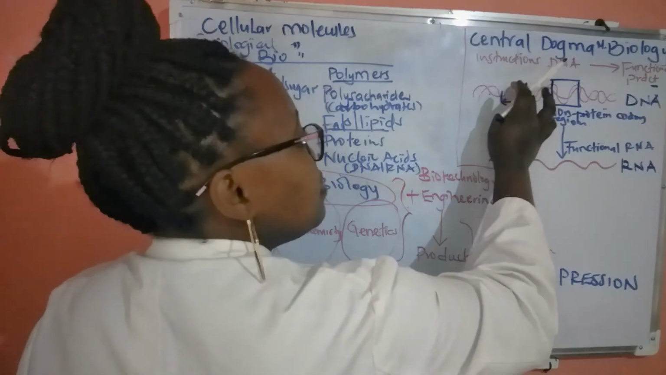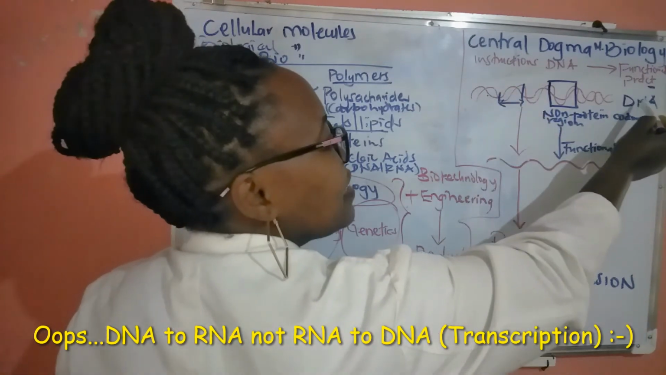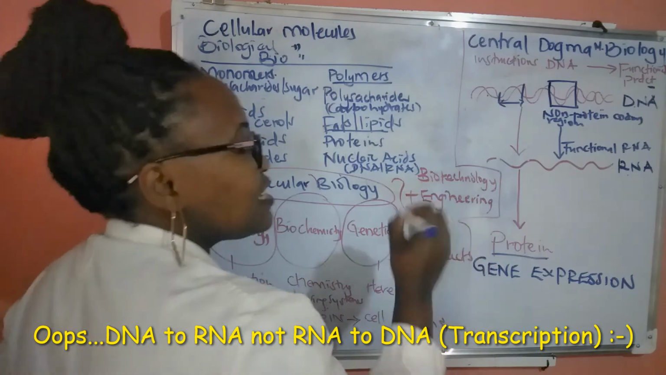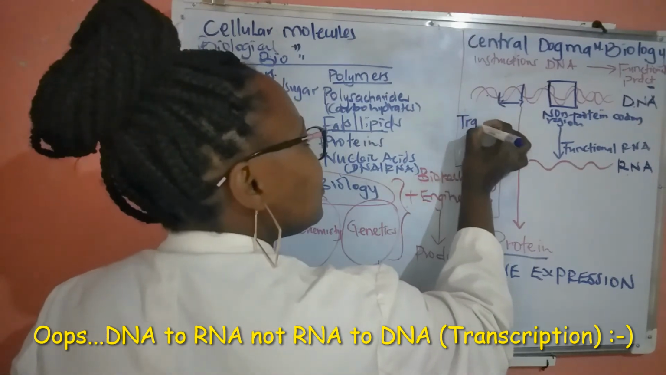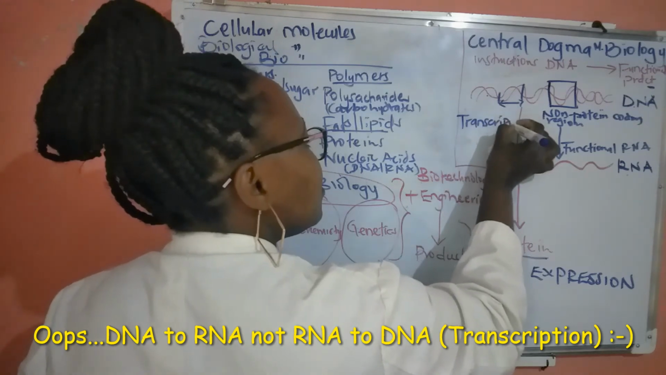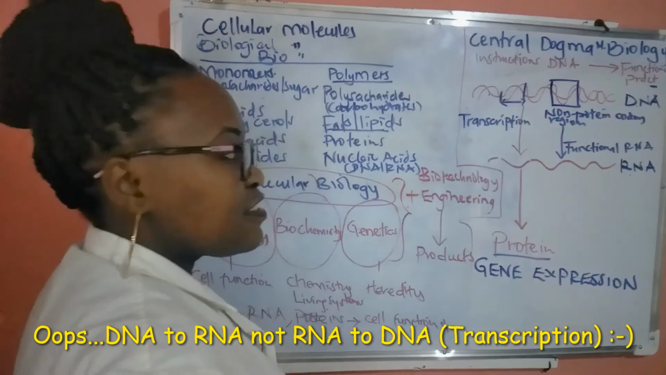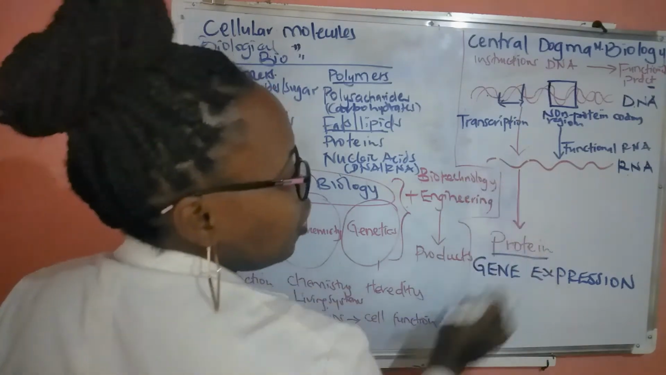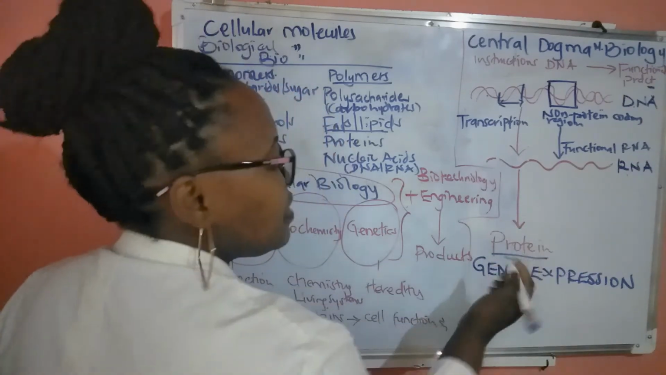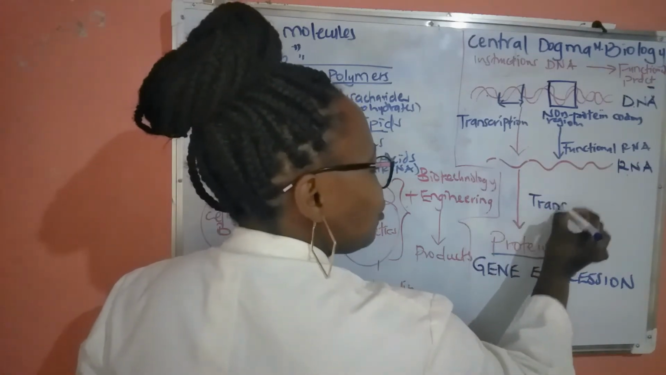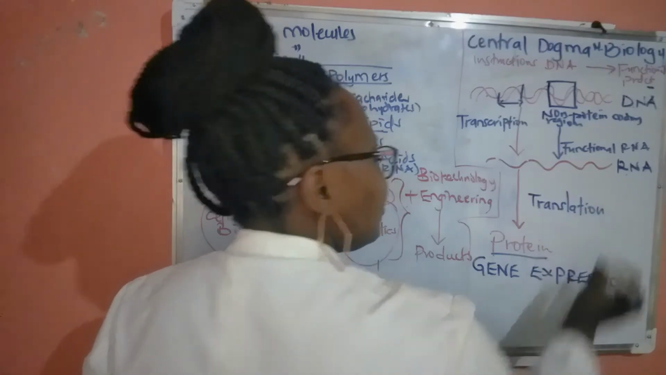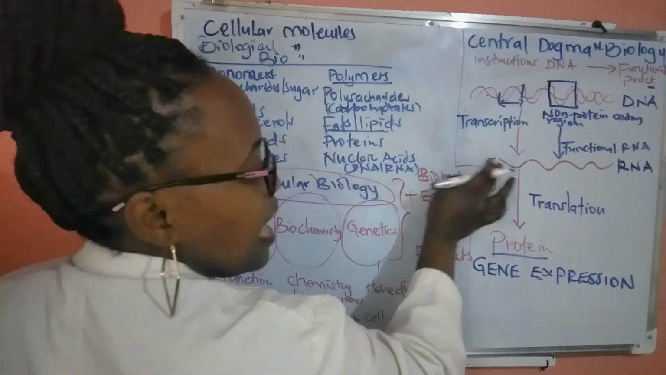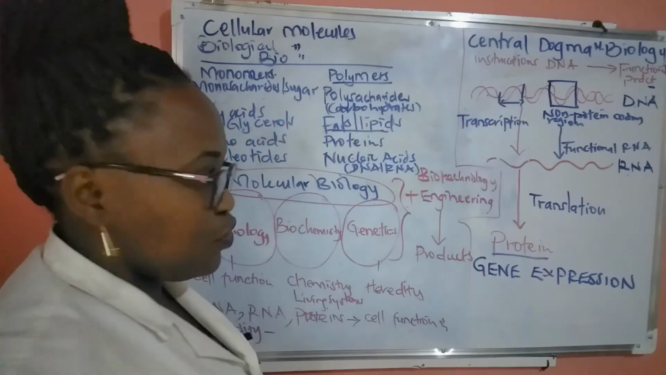Now, this between here and here, this process of converting DNA to RNA has a name. It is called transcription. And then this process here of converting RNA into protein is called translation. So the process of converting DNA to RNA is transcription, and RNA to protein is translation.